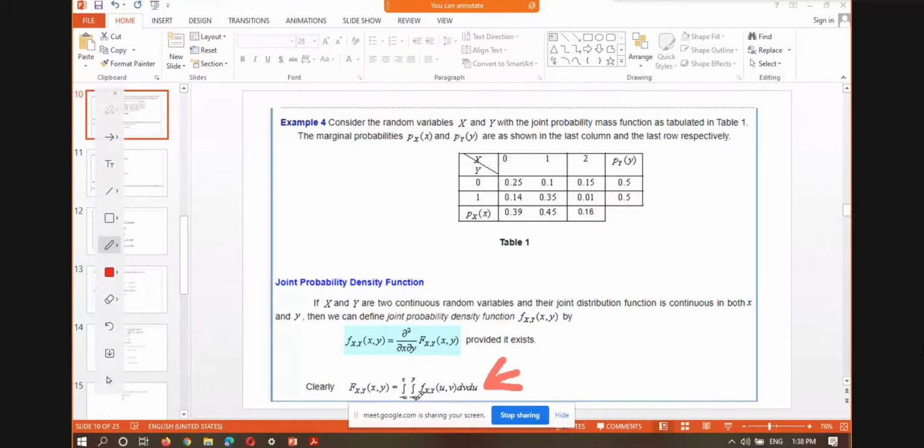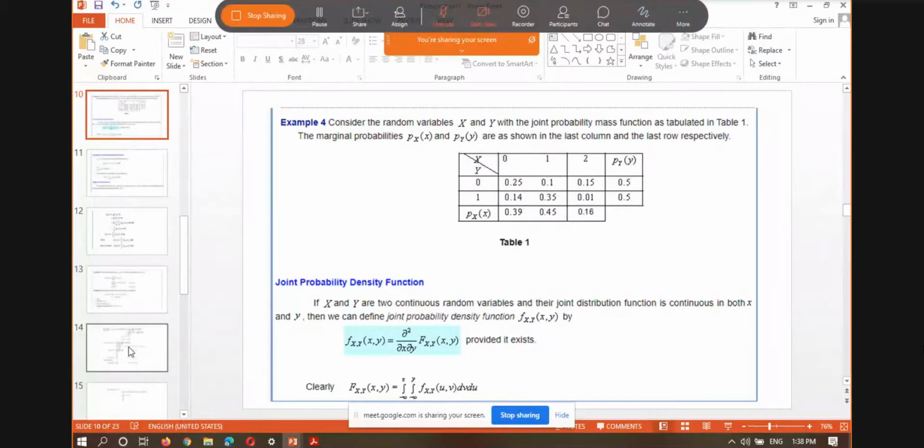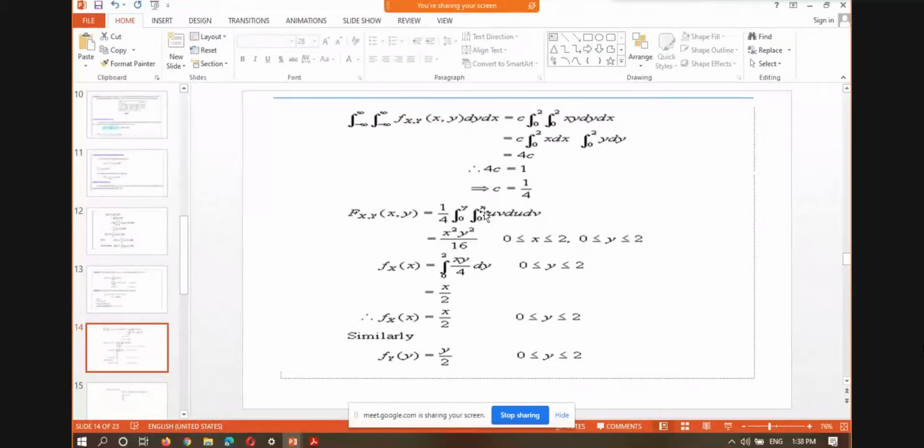We'll use this formula: the integral from minus infinity to x and minus infinity to y of f(u,v) du dv. Here we are assuming that our domain is x greater than or equal to 0 and less than or equal to 2, and y greater than 0 and less than or equal to 2. For other domains, f of x y is 0. So for this domain we have something non-zero, where f of x y has the definition c into xy.